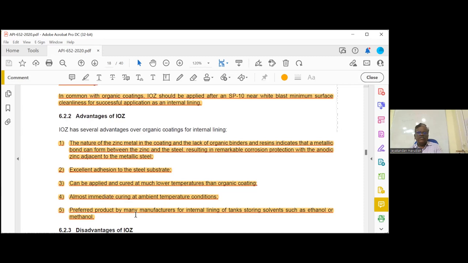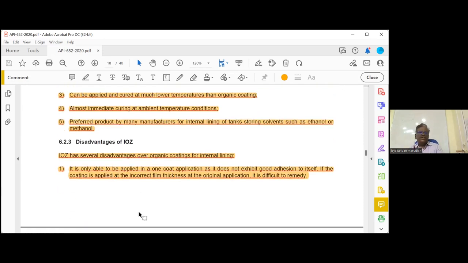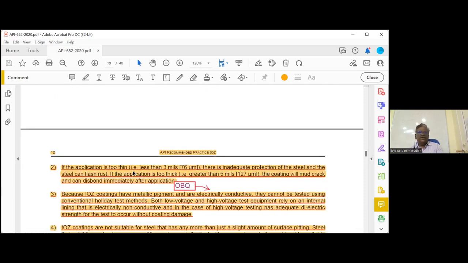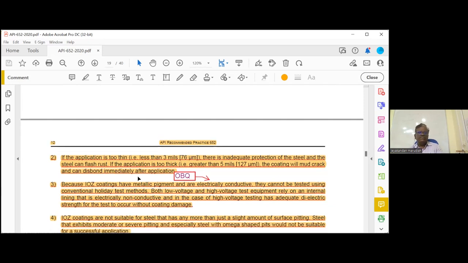Preferred product by manufacturers for internal lining of ethanol and methanol. So if any question is asked about ethanol or methanol storage, the answer is only inorganic zinc silicate. That's all. This has nothing to do with the next lines on thick film and thin film lining. They are entirely different. The disadvantage is that it can only be applied as one coat, as it does not adhere to itself. Then if the application is too thin, less than 3 mils, there is inadequate protection of the steel. So it should be applied at 3 to 5 mils.